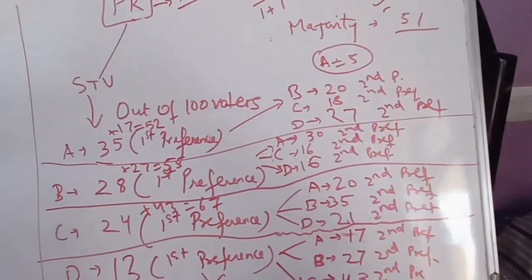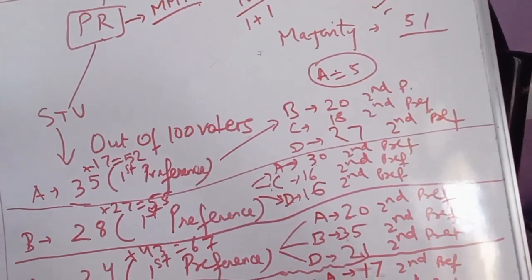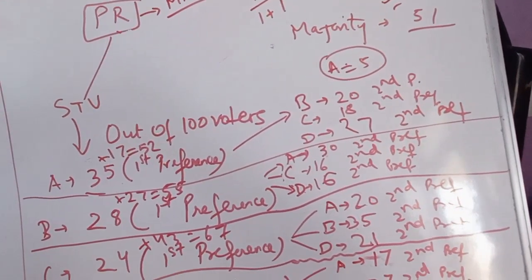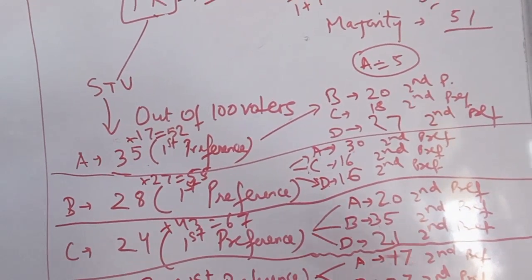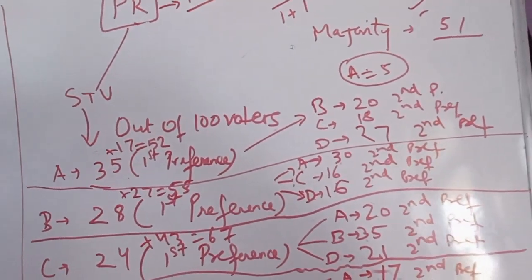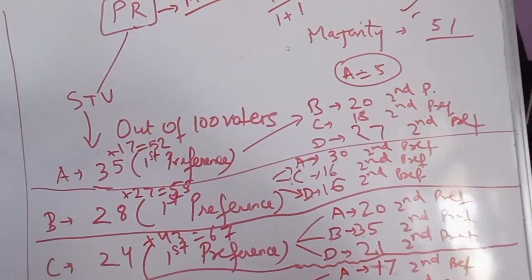Here, because A is getting 52, it is not fully proportional and not fully representative, but still, because it has secured the majority, STV is considered more representative as compared to FPTP.